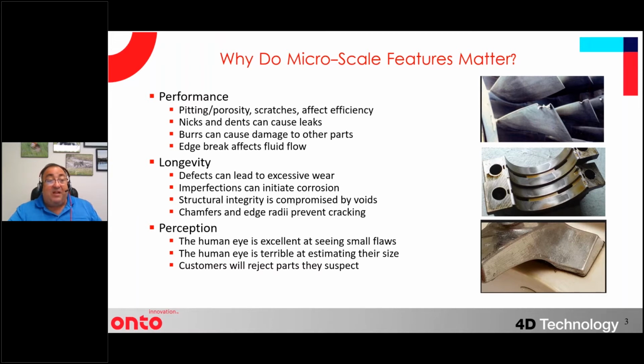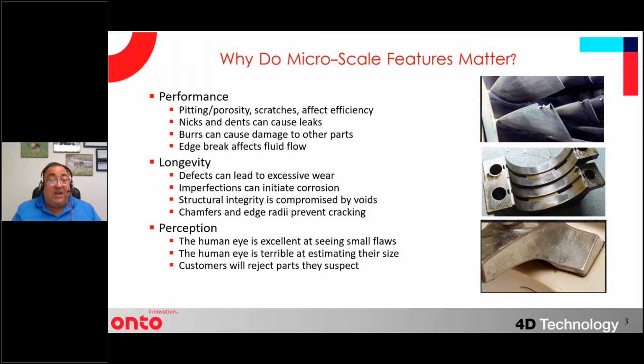And last but not least, it can affect perception. So the human eye is very good at seeing very small defects, but terrible at estimating their size. And so oftentimes customers will reject parts based on what they see. And if there's not a quantified record of what the defect actually was, you may be stuck actually rejecting a part that's potentially worth tens of thousands or even hundreds of thousands of dollars.